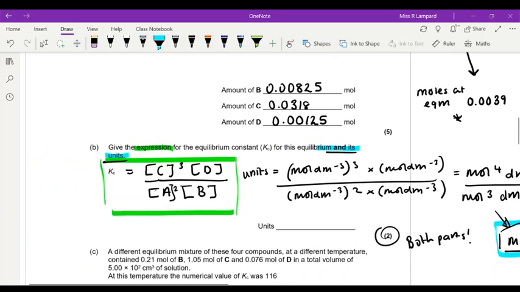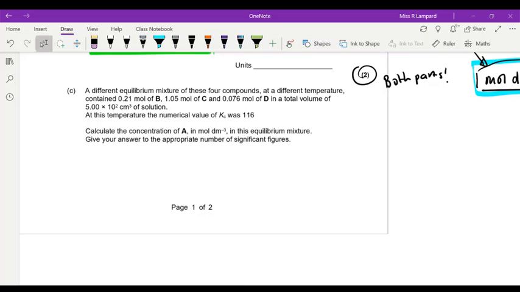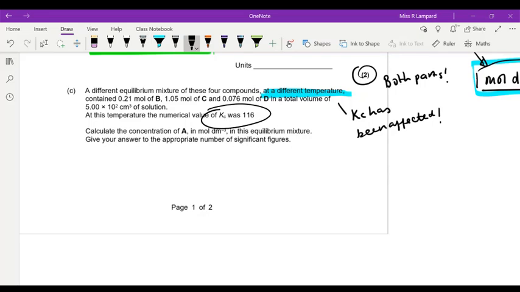Okay, so now we move on to part C. A different equilibrium mixture of these 4 compounds at a different temperature. So remember, Kc will be different, okay? Well, Kc has been affected because temperature does affect Kc. Contains 0.21 moles of B, 1.05 moles of C, and 0.0076 moles of D in a 5.10 times 10 to the power of 2 centimetre cubed solution. And they've given you what the value of Kc is here. So what you're asked to do now is calculate the concentration of A in mole per decimetre cubed.